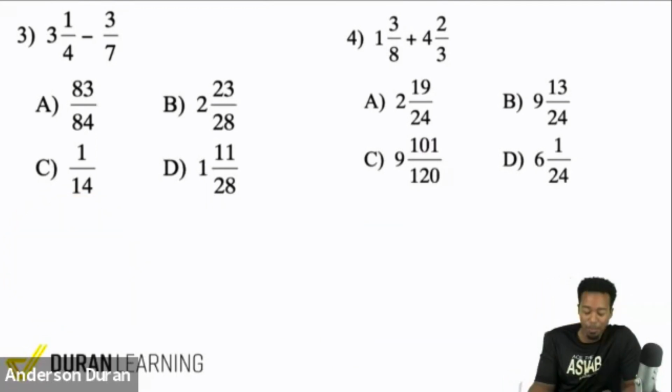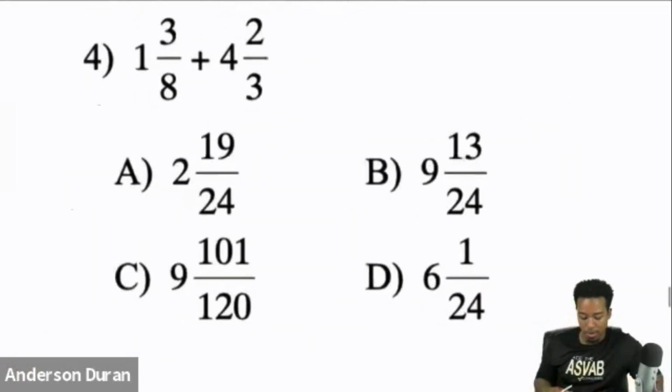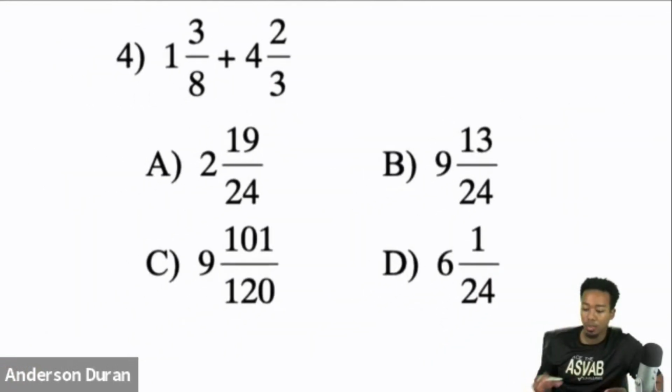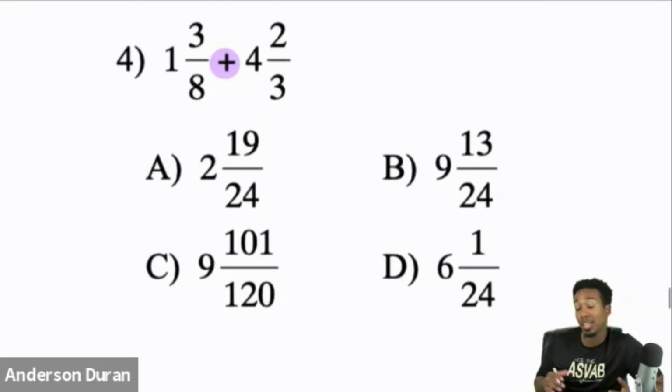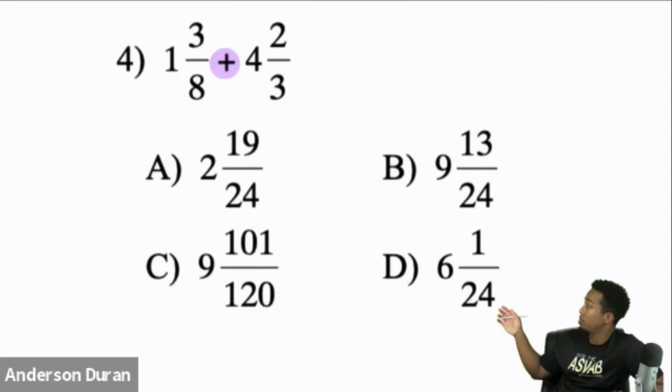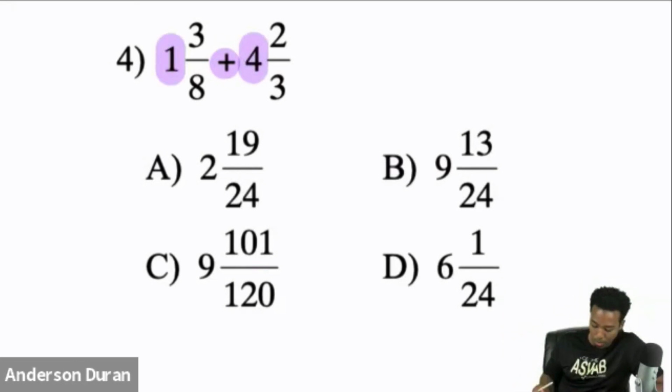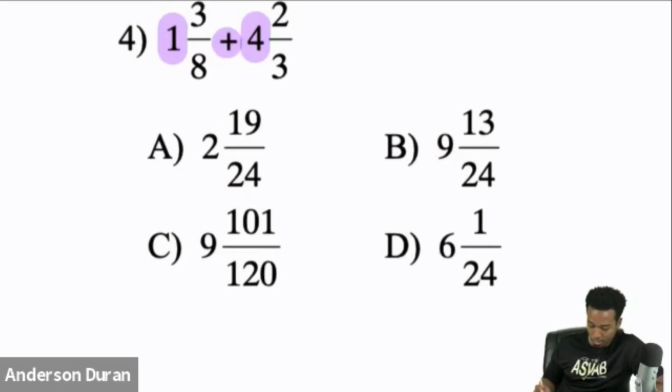So here we go. Let's go ahead and start off here with number 4. This one's going to be a little easier to take care of. We've gone over this. So we have 1 3/8 and 4 2/3. We're going to add these together. The addition is going to be a little bit easier because all you have to do is take these whole numbers and add them together. Everybody, if I take the whole numbers, 1 and 4, 1 plus 4 is going to give me what?